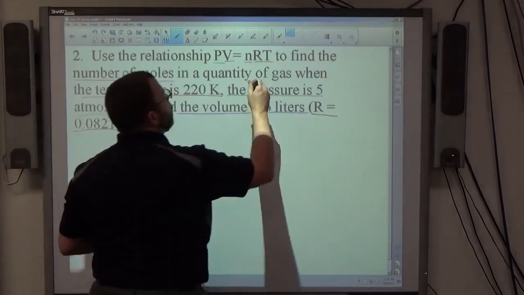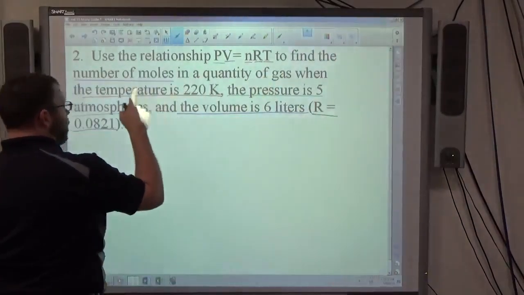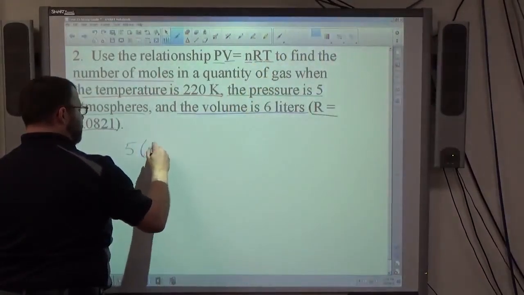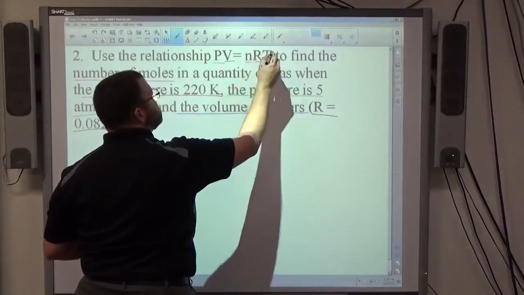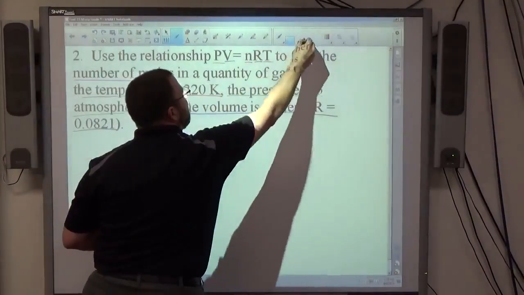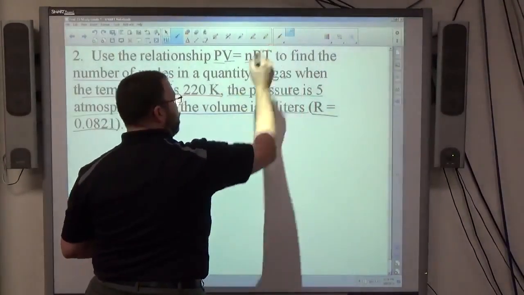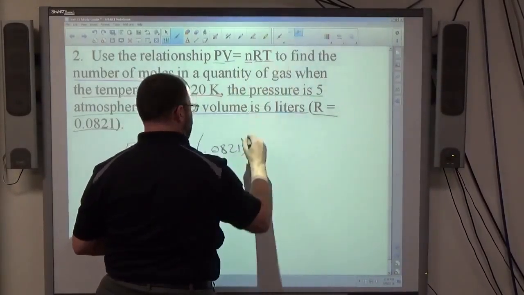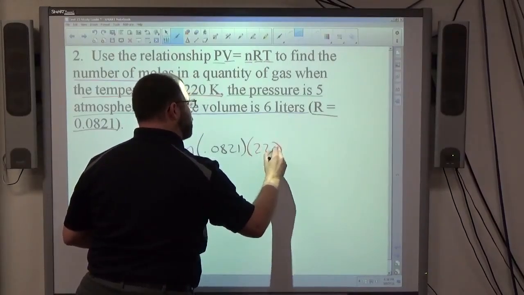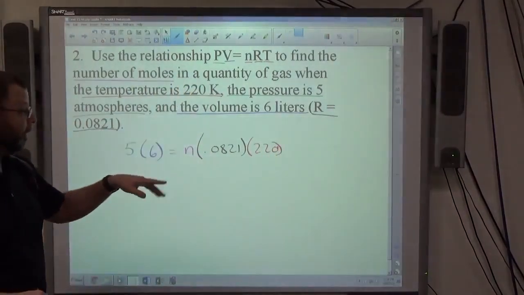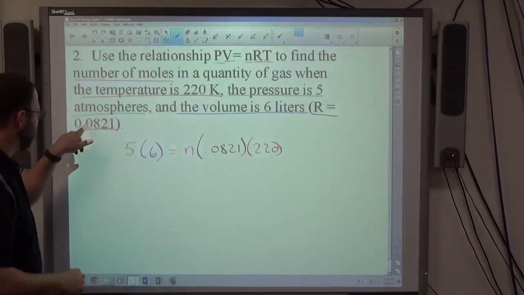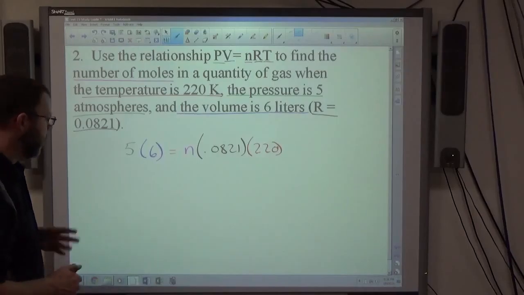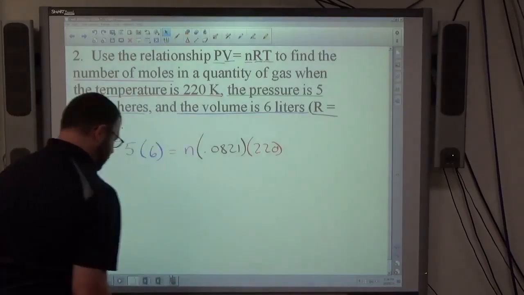So if I substitute all the stuff I know in, pressure of 5 atmospheres times volume of 6 liters equals number of moles, which we don't know, times R, 0.0821, times T, 220. The most common mistake people make once they understand what everything is, a lot of people leave that 0 off, so it's 0.0821. So be careful, decimal point there, then a 0. Be careful, that happens.